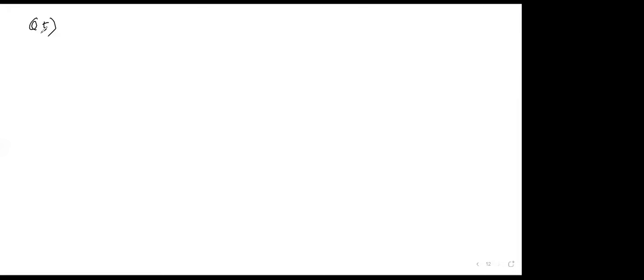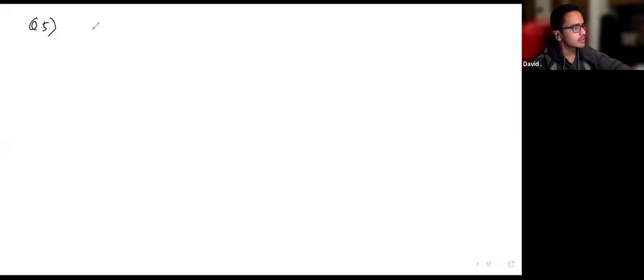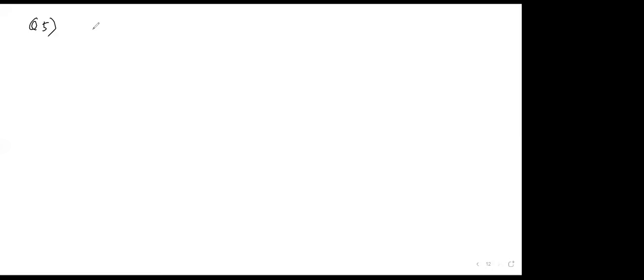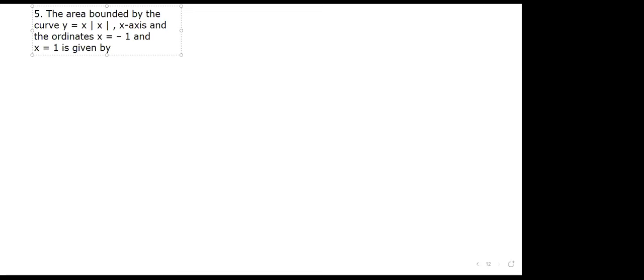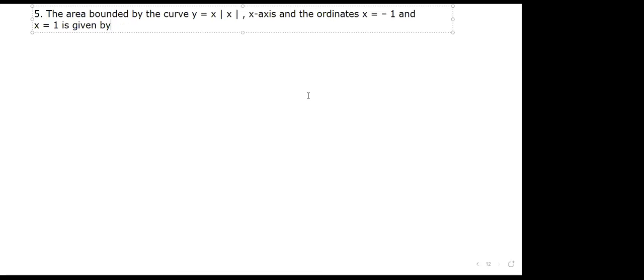The area bounded by the curve y equals x mod x, the x-axis, and the ordinates x equals -1 and x equals 1.